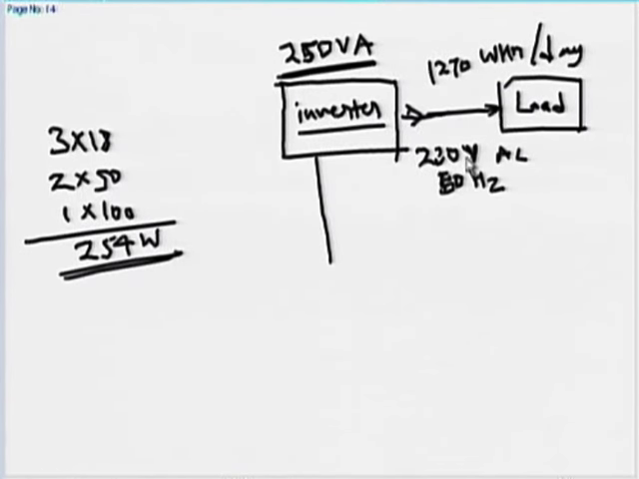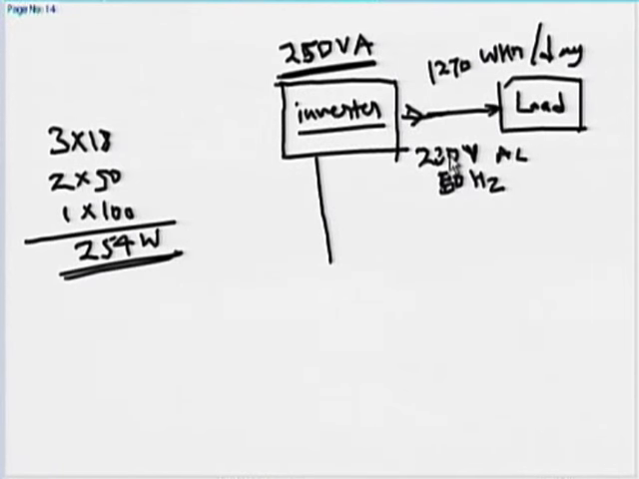Once you know your output voltage, you can find out the current also, right. How much current will actually flow in the AC circuit, fine. So in this way, you are defining the output parameters of the inverter.